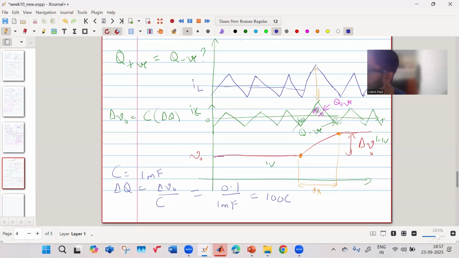Now I want to ask a question. If your capacitor is more, would more charge be required or less charge be required? If delta V is constant, then for a high value of C, delta Q will be less.